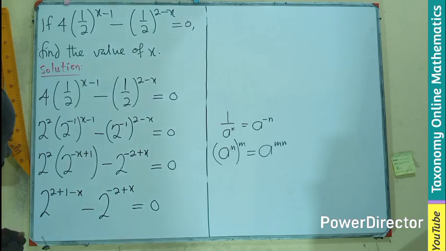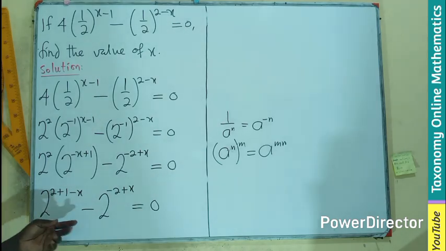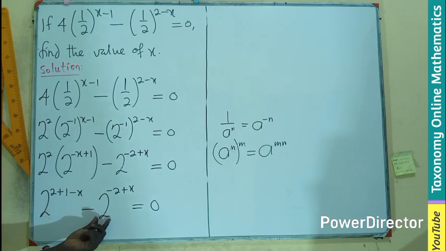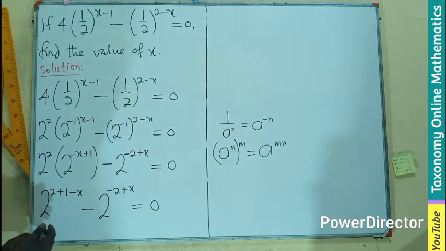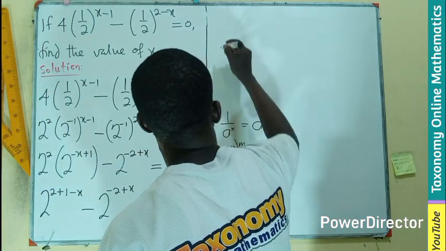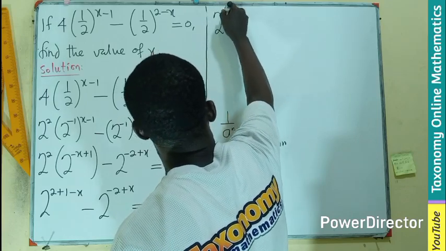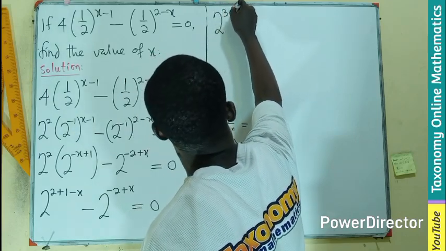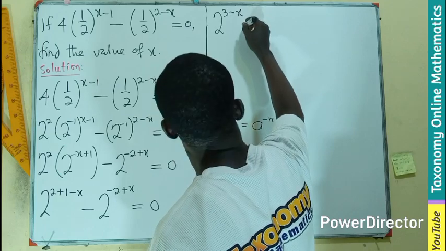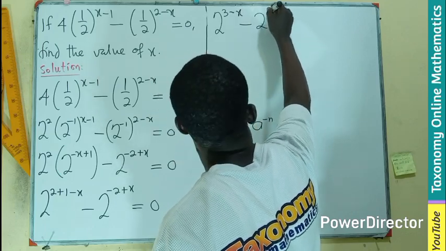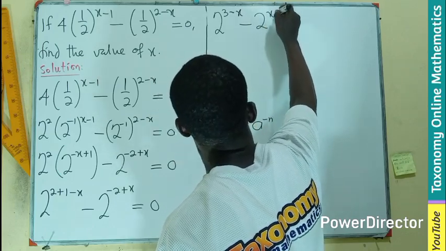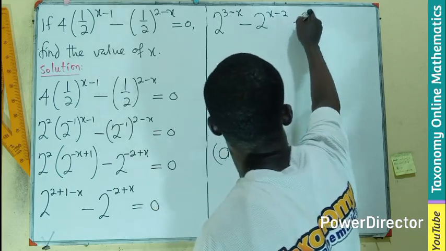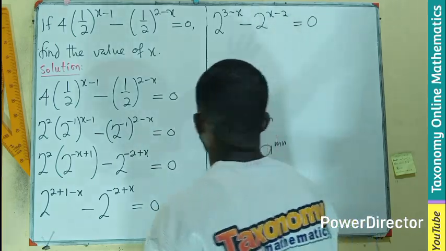0. Now, we need to see that this is subtraction and this is not multiplication or division for us to apply the laws. So let's deal with this separately, which will be 2 exponent of 3 minus x, minus 2 exponent of x minus 2. Okay, let me bring the x first. Minus 2 equals what? 0.